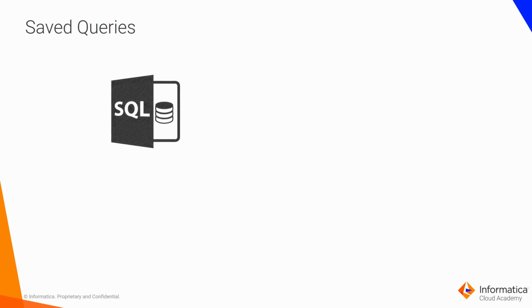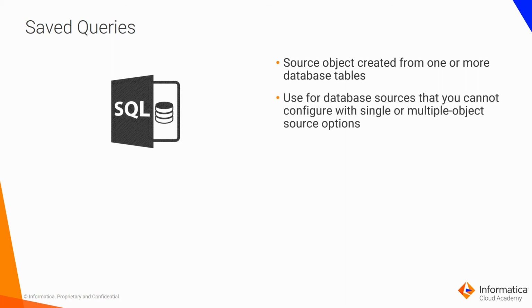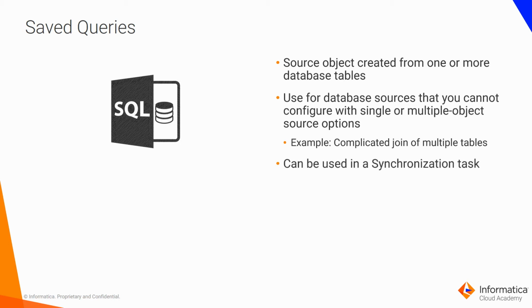A saved query is basically a source object that you create from one or more database tables. Essentially, it is the alternative to having your database admin create a view for you. It is something that you can do through the Informatica Cloud interface. You can use it for database sources that you cannot configure with either the single or the multiple object source options. So for example, if you want to include source filters, or if you wanted to do a complicated join of multiple tables in your source. When you create a saved query, it becomes available for you to use in a synchronization task under the source.